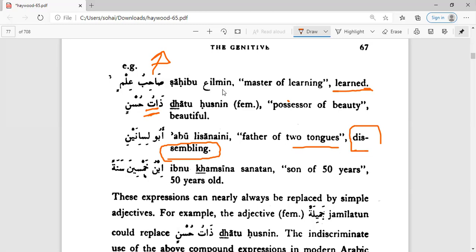I think the best way to explain these is that these are sort of expressions. Again, idioms in English. Yes, you could say that. These are just manners in which the Arabs express themselves, like Sahibu Ilmin, the master of learning. You could say idiom, I don't know if that's the best way to describe it, but if you want to say somebody's learned, you could just say Sahibul Ilmi, master of learning.